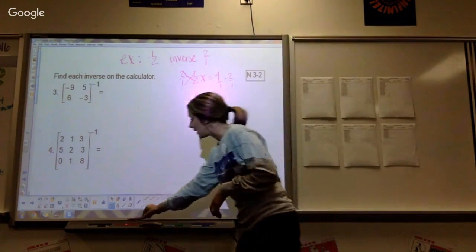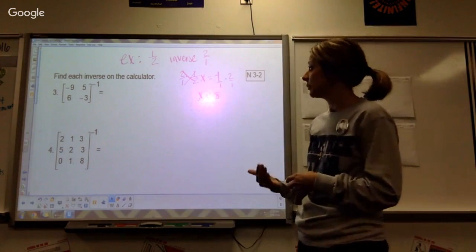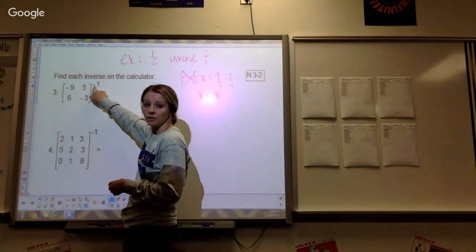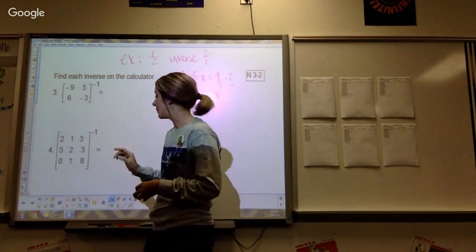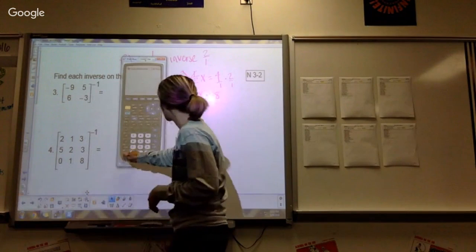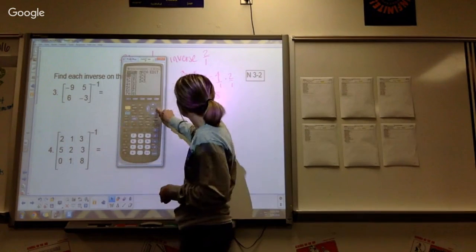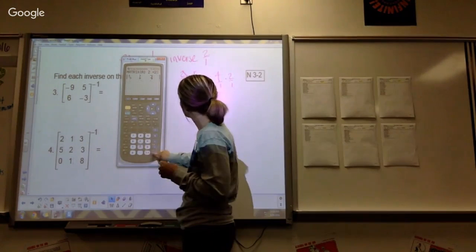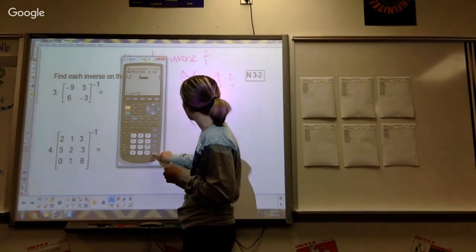Okay, so finding the inverse in the calculator, you're going to type it in, just like we typed it in yesterday. Type in your matrix, and then we'll talk about how we need to find the inverse. Notice the symbol for inverse is a -1 exponent. So there's a -1 button on your calculator that we will be using. So the first step you need to do is plug in this matrix. I'm going to edit. It's a 2 by 2. So -9, 5, 6, -3.